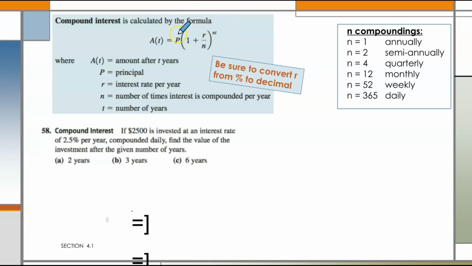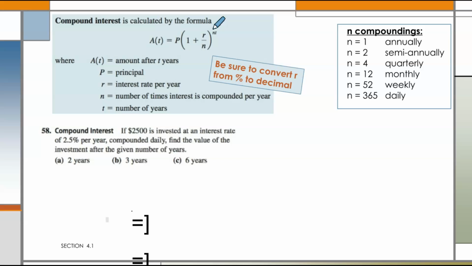Okay, so P is your principal. That's going to be your initial investment. R is your interest rate. We're going to always turn our interest rate from percent into decimal in order to get a correct calculation. N, just like we explained, is how many times we're going to put in interest into our account for the year. Daily, weekly, quarterly, the problem will give us that information. Then we have time. Time is always going to be in years.